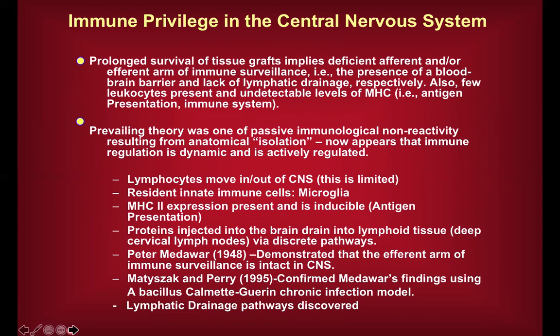We know that if you inject proteins in the blood in the brain, it'll drain in lymphoid tissue. This will be in the deep cervical lymph nodes. We know that there is definitely an efferent arm of the immune system. Peter Medawar in 1948 demonstrated this. And then Matsuzaki and Perry confirmed this immune surveillance using a bacteria. And then recently we've seen these lymphatic drainage pathways discovered.